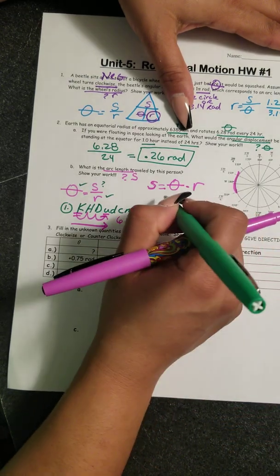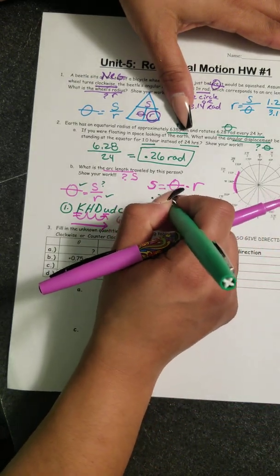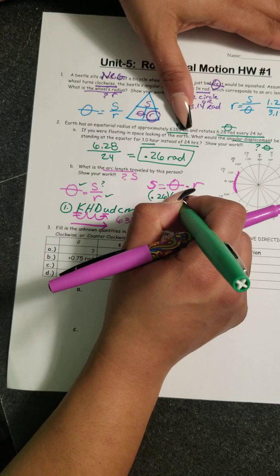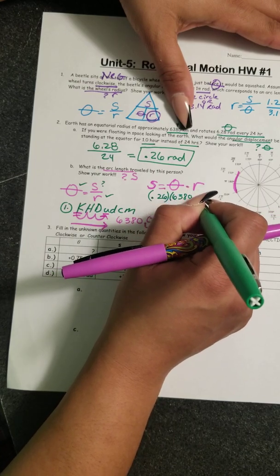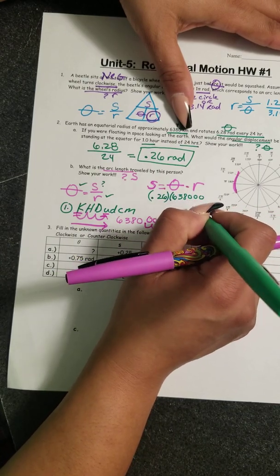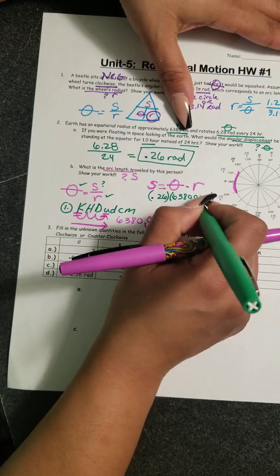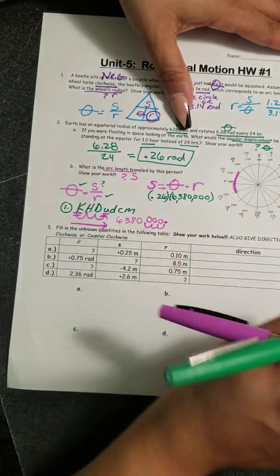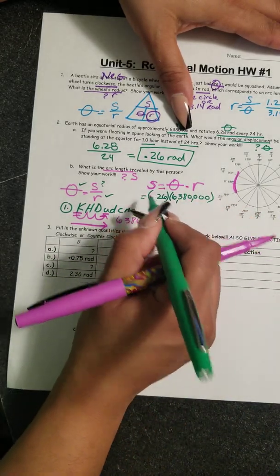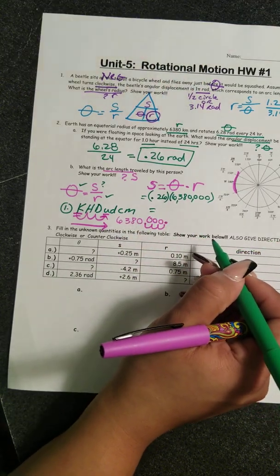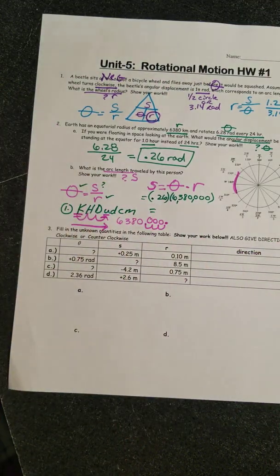So in this case, it's going to be 0.26, multiply it by 6,380,000. And we're going to multiply those two numbers so that way we can get our answer.